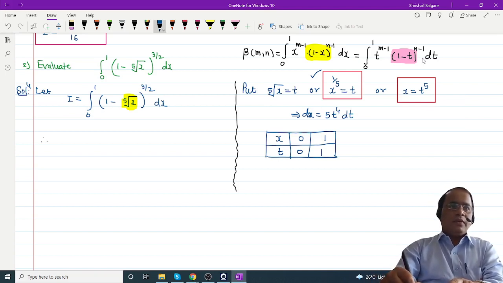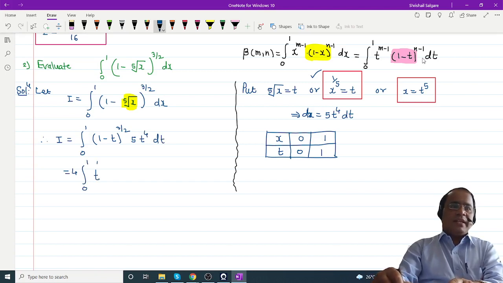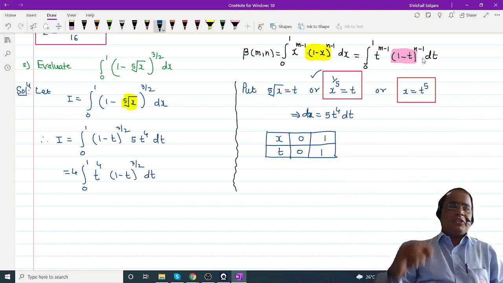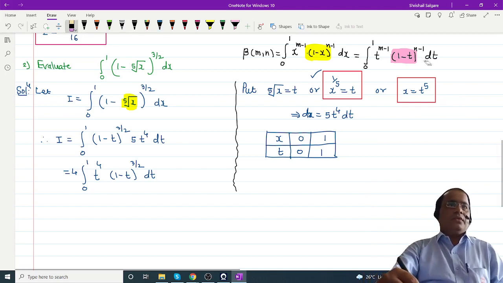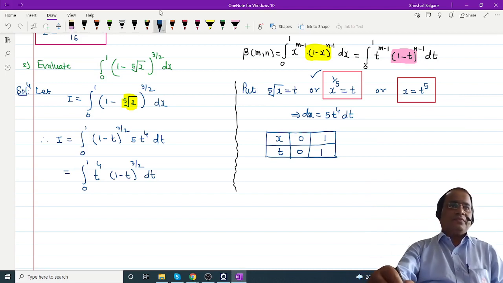So therefore this integral can be written as 0 to 1, 1 minus t raised to 3 by 2, and dx is given by 5 into t raised to 4 dt. Now from this I will take 4 as a common, and from 0 to 1, first I will write t raised to 4, second I will write 1 minus t raised to 3 by 2 dt. Sir, we have to take 5 as a common, sir. Yes, very good, thank you for correcting it. It is 5 as a common.